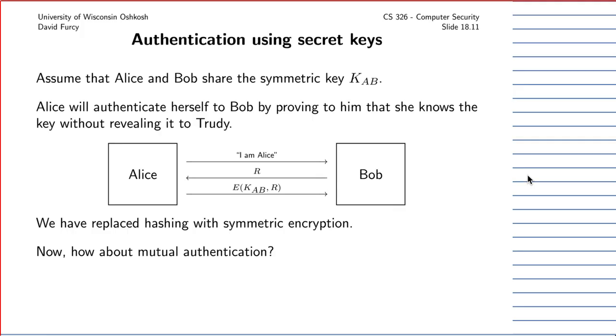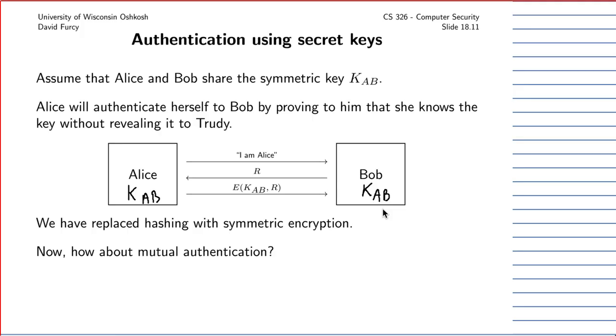It's not really secret. So instead of using passwords, we're going to switch to keys, and instead of hashing, we're going to switch to encryption. So let's assume that now we're using symmetric encryption. Alice and Bob are going to have knowledge of a shared key. Let's call it K subscript AB since it's known to both Alice and Bob. And now Alice is going to authenticate herself to Bob using this key.